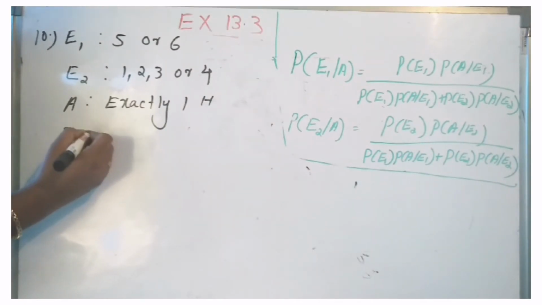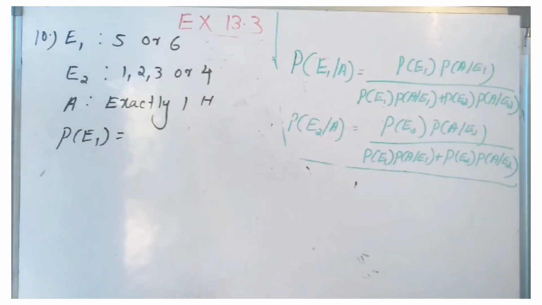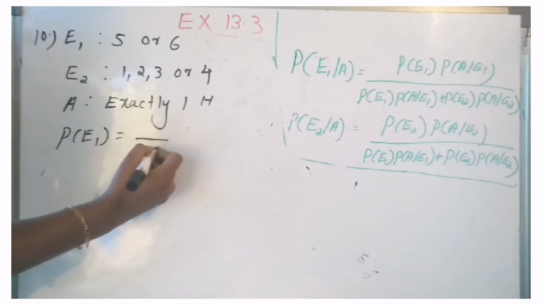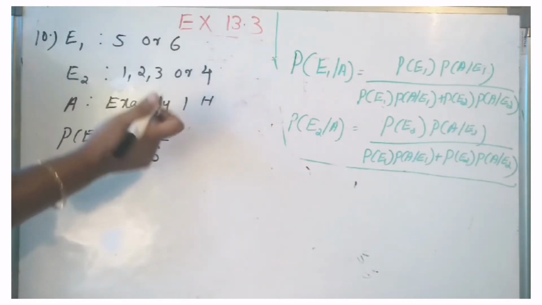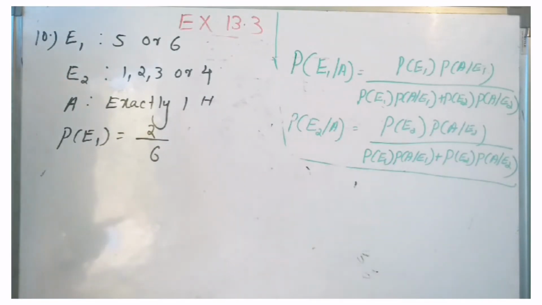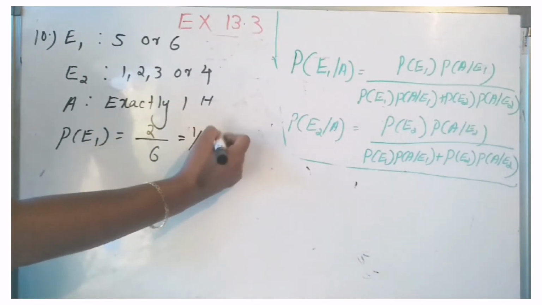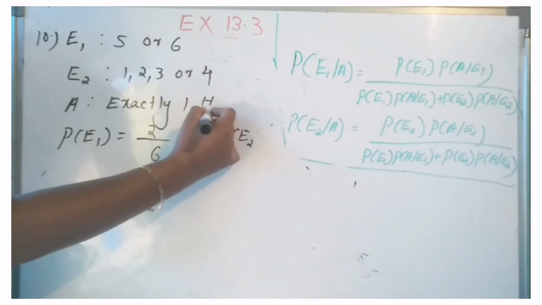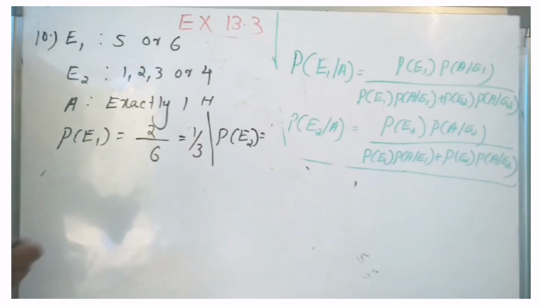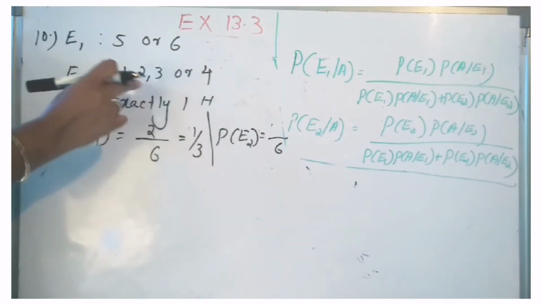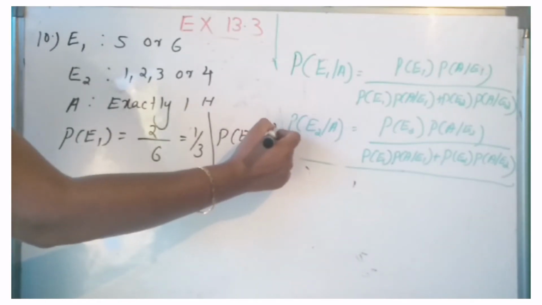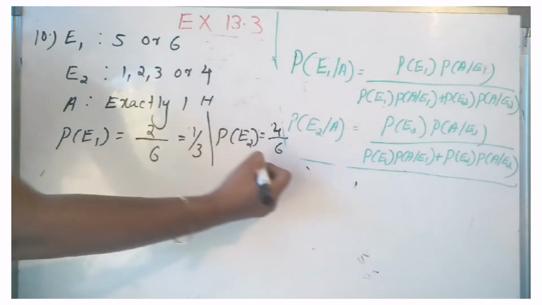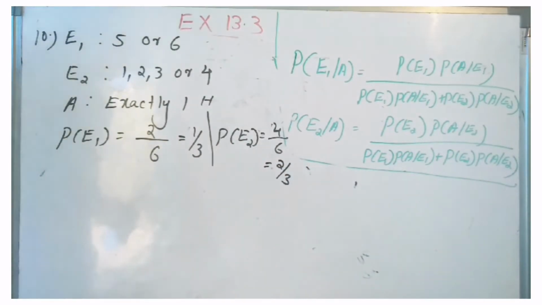Now what is our P of E1? We know that in the die throwing experiment we have total 6 outcomes, and here 5 or 6, that is our E1. So 2 outcomes are favorable. So 2 by 6, that is equal to 1 by 3. Now P of E2 is equal to, total we have 6 outcomes and 1, 2, 3 or 4 are our favorable outcomes. So total 4 outcomes are there. This is equal to 2 by 3.